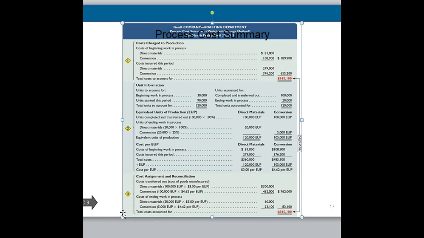Now, this is a fun thing to do as long as you take it step by step. Don't put too many variables in here. Just do one step at a time. And remember, whether you're working with units or dollars, units or dollars.